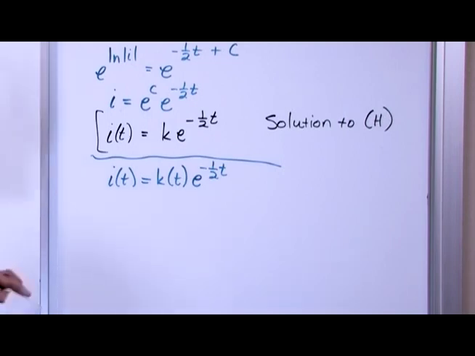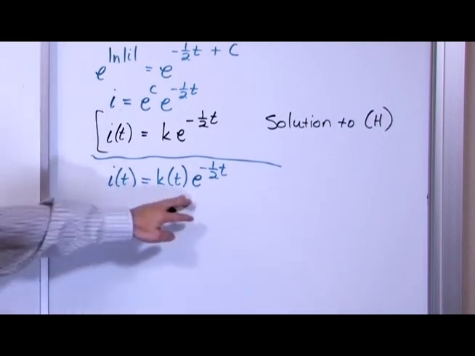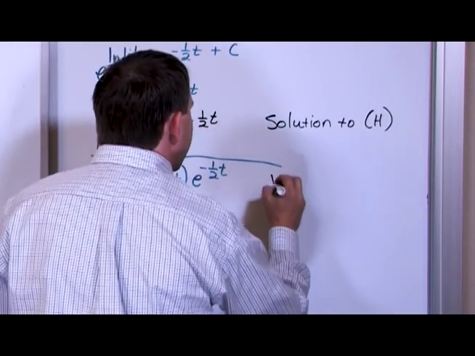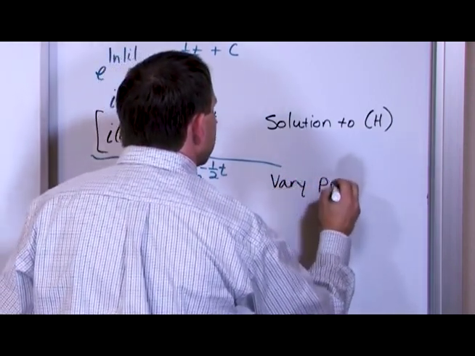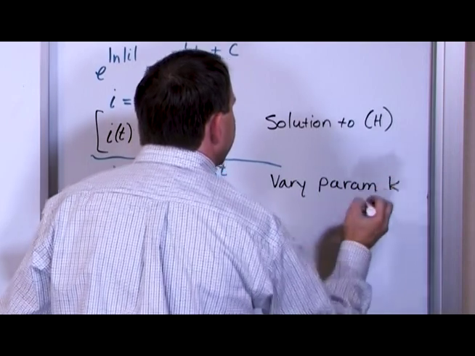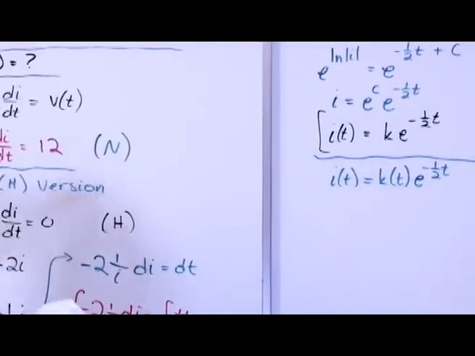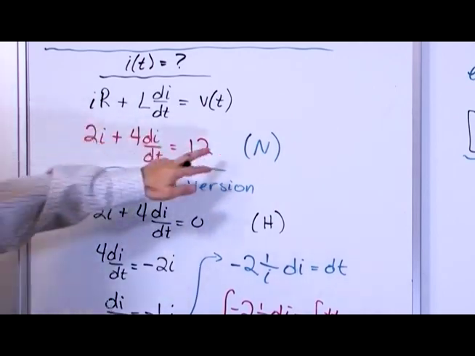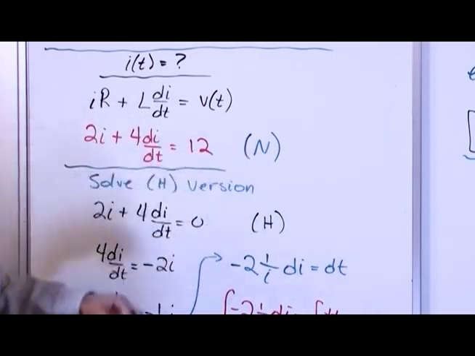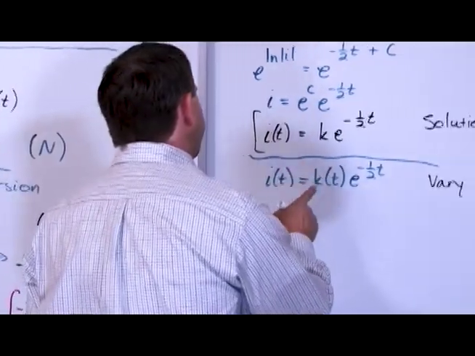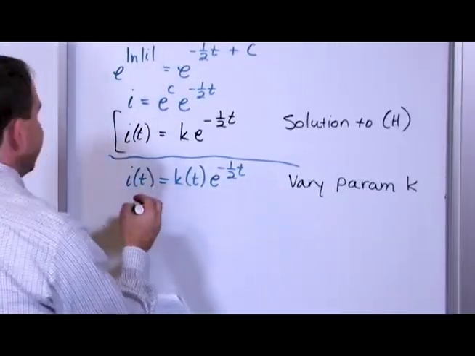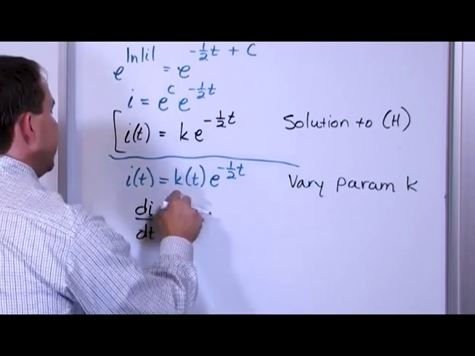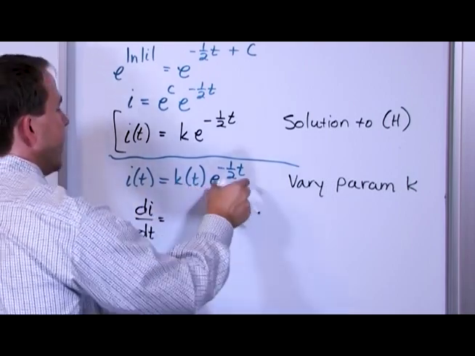And so what we're basically going to do is take this new solution that we're sort of guessing. Let me write this down. We're going to vary parameter K. That's what we're varying. We're going to stick this solution into the original differential equation, the entire non-homogeneous differential equation with the source attached. In order to do that, I'm going to need I, but I'm also going to need di/dt. So I need to take the derivative of this, but I've got a function of time times a function of time.